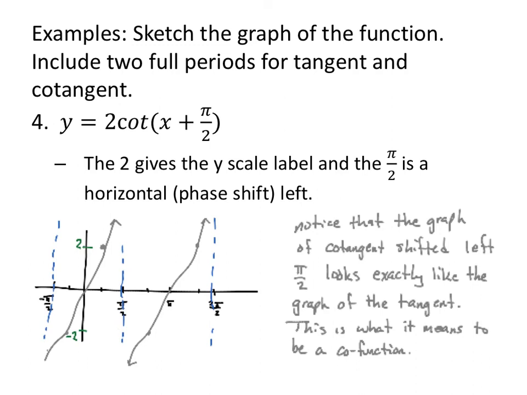Notice this is exactly what a cofunction is. Cotangent of x plus pi over 2 is equal to negative tangent. Throw in the 2 as a scaling, but cotangent, if I shift it left pi over 2, that's just the graph of tangent. It's exactly what it means to be a cofunction. So the graphs of the other 4 trig functions, all based on the graphs of sine and cosine.